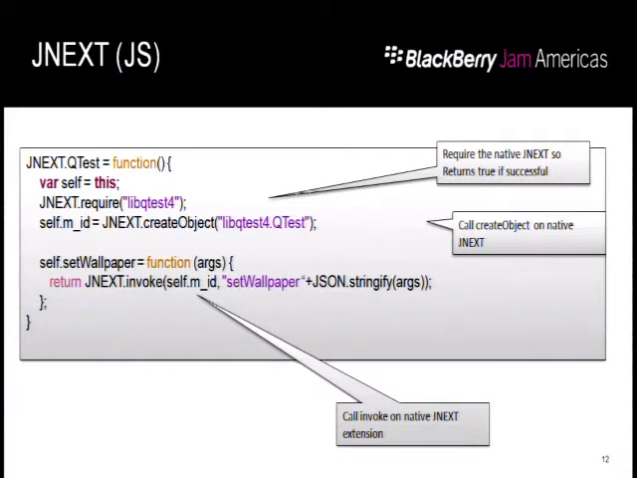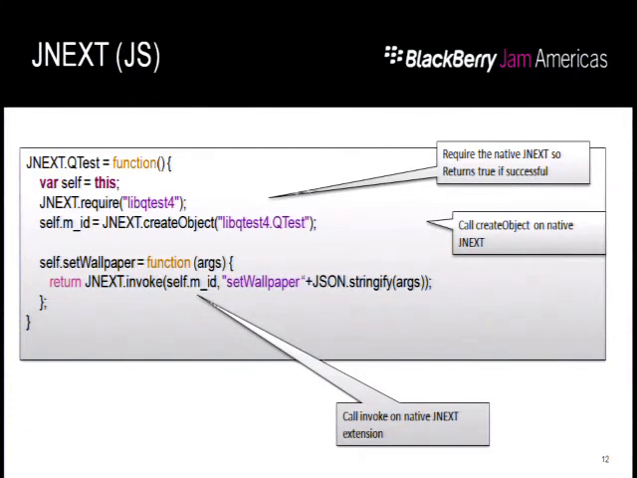The second part is you create the object. This is the qtest object that you're creating on the native side, right? So think of it, switch gears, we're getting into native flow now. You got new qtest extends JNEXT, and we'll talk about all of that in the next slide. But basically it has 3 responsibilities in this case. You got require, create object, and now you go on to set the wallpaper.